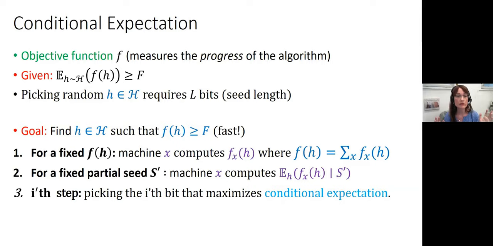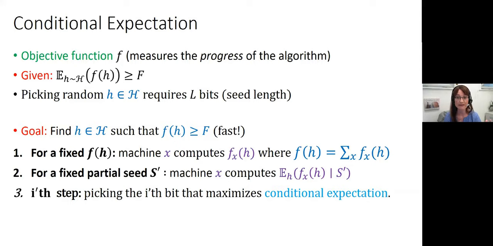Okay, so we have some objective function, and we know that in expectation, using this bounded independent hash function, the value is good. So now our goal is to find a function h in the family that provides us a value at least as good as the expected value. The way we are going to do that is that every machine computes its own value of f, restricted to the part of the input that it gets. And by linearity of expectation, the summation of all these values is just the expected value of the entire system.